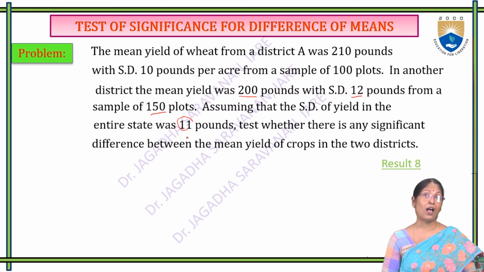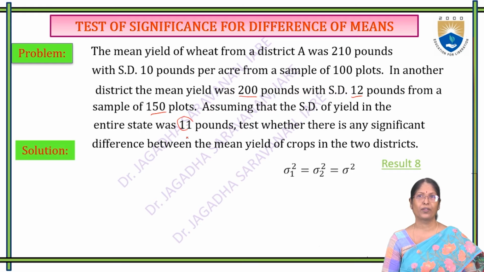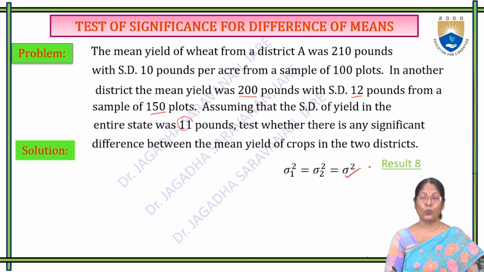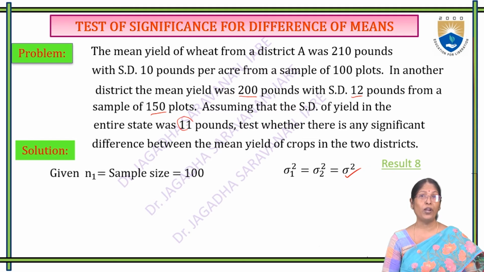Here is what they are asking us to check: test whether there is any significant difference between the mean yield of crops in the two districts. So here we listed it. Sigma 1 square equal to sigma 2 square equal to sigma square. N1, the sample size, equal to 100.